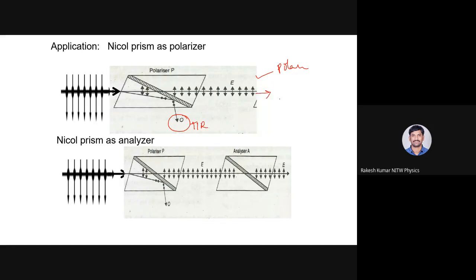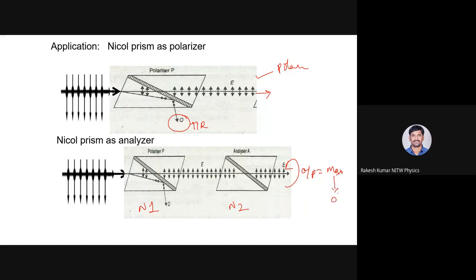If you want to analyze, you are going to take one more Nicol prism. This is one Nicol prism, Nicol 1 and Nicol 2. Now tell me, what is the output here? What is the output of the analyzer? Zero or maximum? Maximum. If I rotate this one, it will reduce to 0. It will gradually reduce to 0.